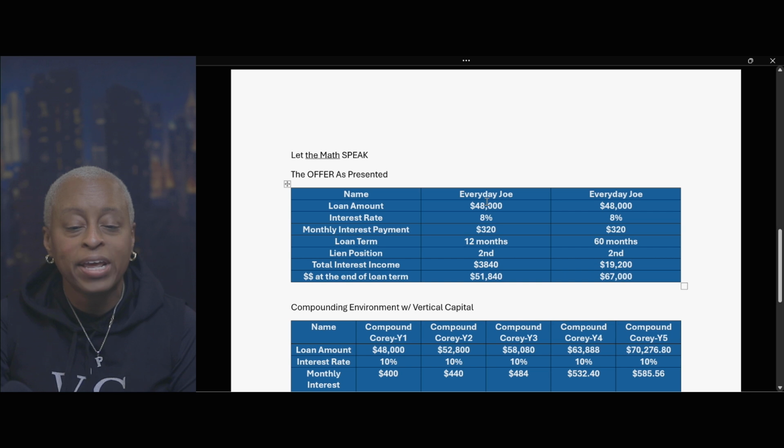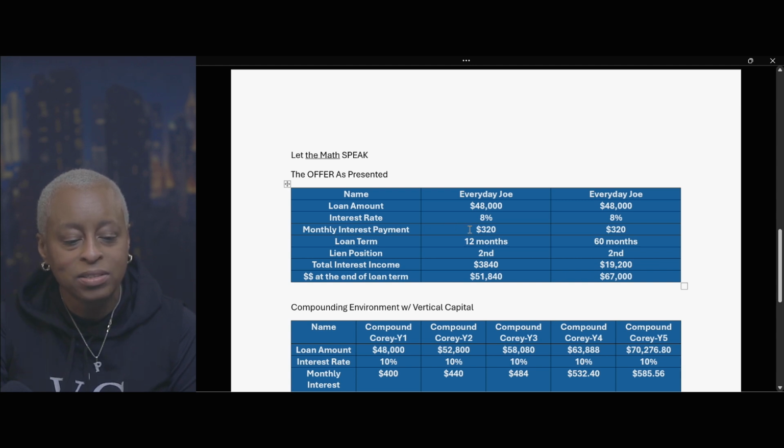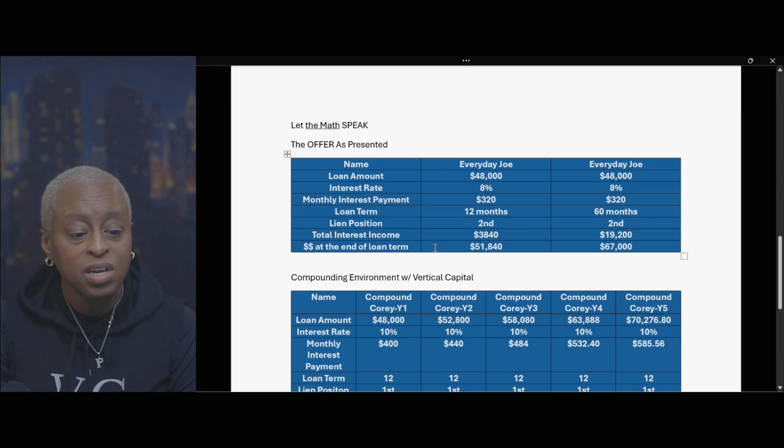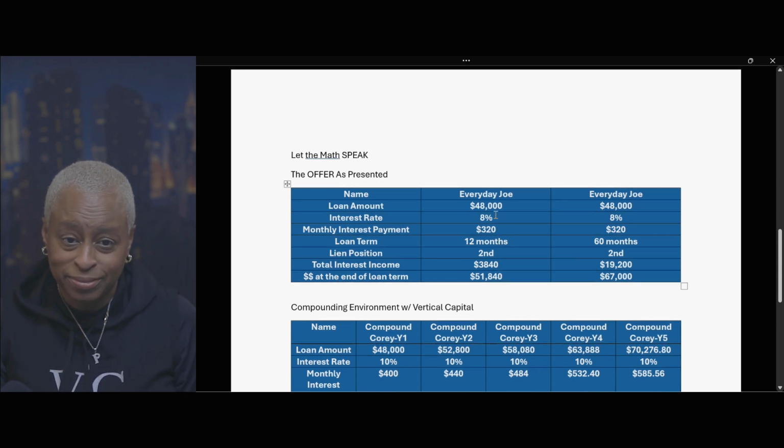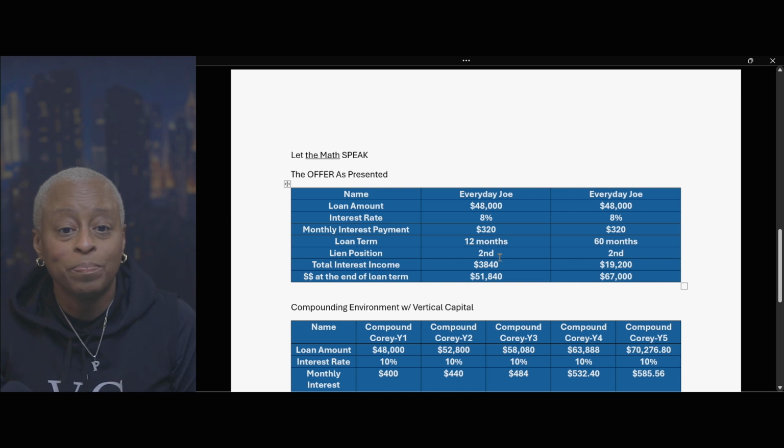The loan amount, $48,000. Interest rate, 8%. Monthly interest payment is $320. Loan term is 12 months. Lien position is second, which is the riskiest. Your total interest income for the year is $3,840. When you add that back to your $48,000 at the end of the loan term, your retirement account grew to $51,840. All right. Now remember, this is the 1 year term that they would be willing to accept.